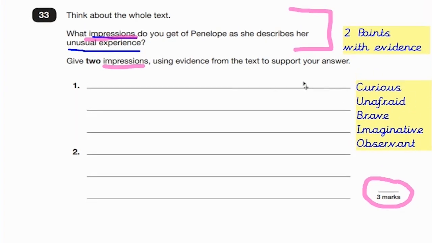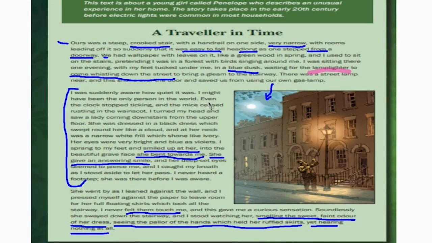Okay, so these are things that we could say, but are we right with these character traits? Which of these would we say that Penelope is most like? In order to do that, we need to go back to the text and we need to find some pieces of evidence to support these points. Okay, so for this question, you kind of have to use the whole text to get the character traits of Penelope when she describes her experience. But let's look at this section here.